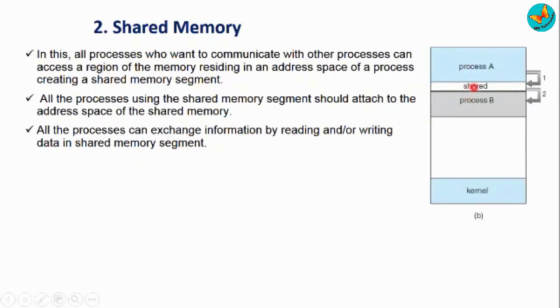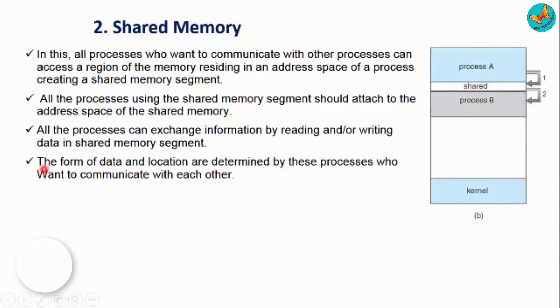Now in the earlier case, what happened? Process A sent a message to the kernel, and then that message was sent to process B, isn't it? So here, instead of that, what is process A doing? It will be writing that information in this shared memory, and then process B will read from this shared memory whatever A has written. So reading and writing of information is done in this shared memory segment. The form of data and location are determined by the processes who want to communicate with each other.